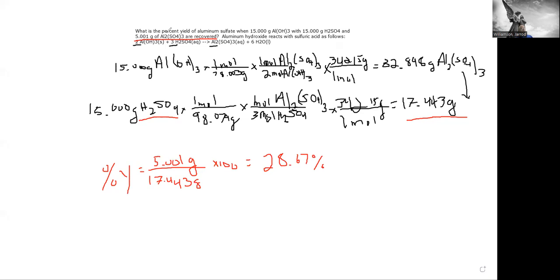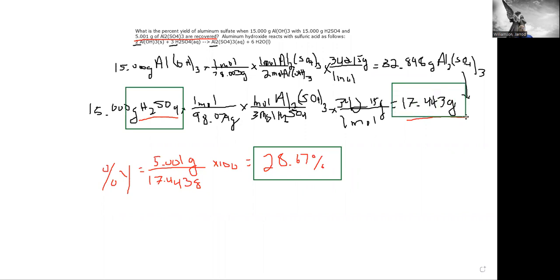And that will be my answer. The limiting reactant is the sulfuric acid, the 15 grams of sulfuric acid. And the theoretical yield is the 17.443 grams of Al2(SO4)3. And then I took my actual, here's my actual, put it right there. Took my theoretical, put it right there. And then I got 28.67%.